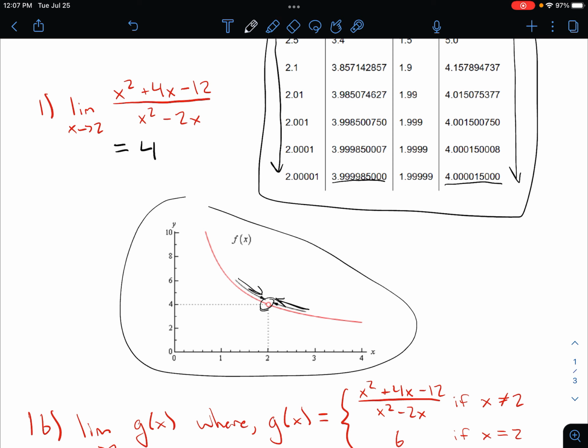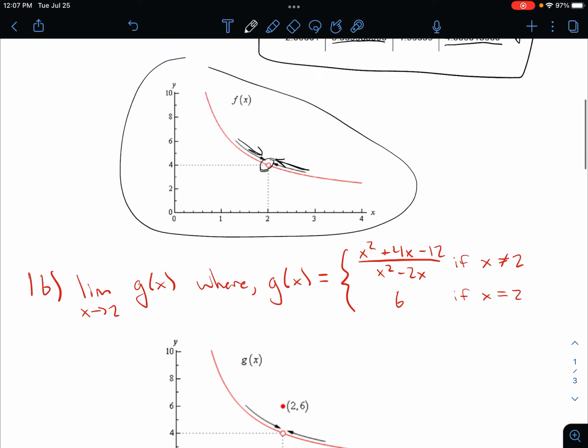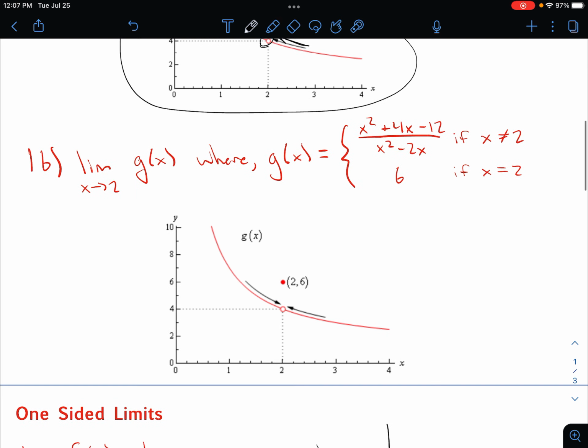And if we apply this principle to a slightly altered example, we'll see that that is still the case even when the function does exist there. The limit as x approaches 2 of g of x, where g of x equals that whole f of x equation if x does not equal 2, and 6 if x does equal 2, means that g of x exists at x equals 2. At x equals 2, g of x equals 6. However, the limit is still 4 because that's the number that the equation is actually approaching from either side.